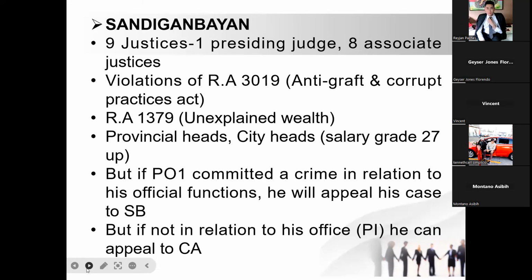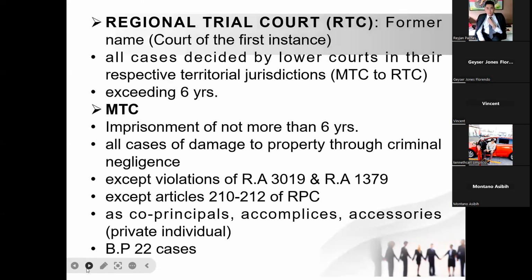Okay, so yan ang Sandigan Bayan. Then of course, we have the RTC. Ang RTC class, of course, ang former name ng RTC, tinatawag natin yan na the Court of First Instance. Again, ang RTC, tinatawag yan natin ngayon as the Court of First Instance. Of course, ang jurisdiction ng RTC, yung mga all cases decided by the lower courts in their respective territorial jurisdictions. Halimbawa, yung MTC, of course, mapunta yan ngayon sa RTC.